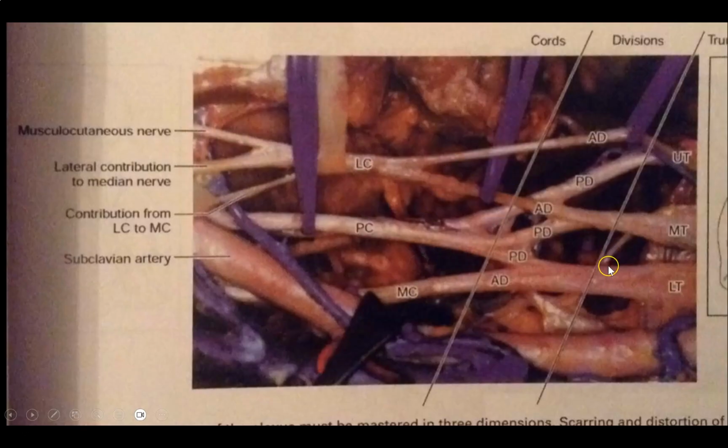An operative view again showing the brachial plexus and the supraclavicular part of the brachial plexus, showing the upper trunk, the middle trunk, and the lower trunk. And we said that the upper trunk together with the middle trunk form the lateral cord, and the lower trunk continues as the medial cord, and the posterior divisions from the three trunks form the posterior cord.